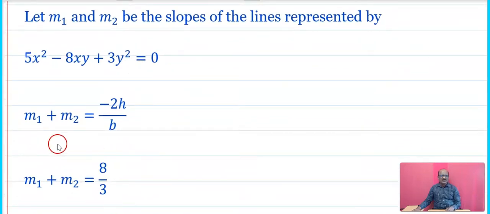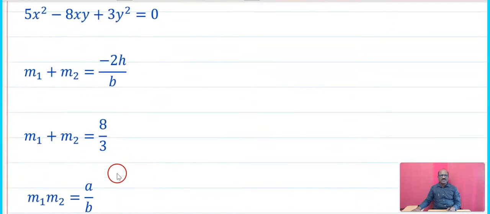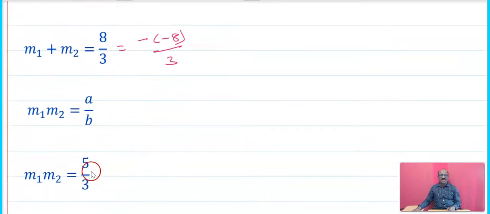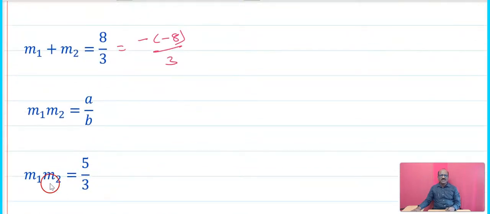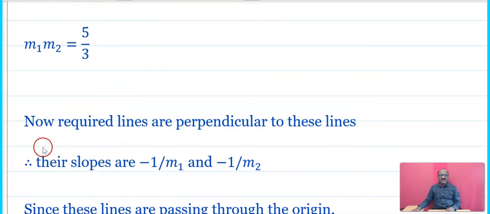Sum of the roots m1 plus m2 is equal to minus 2h upon b, and it is 8 upon 3. The value of 2h is minus 8 and b is 3; minus and minus will become plus. Therefore m1 plus m2 is equal to 8 upon 3. The product m1 into m2 is a upon b. The value of a is 5 and b is 3. Therefore m1 into m2 is 5 by 3. Now the required lines are perpendicular to these lines, and their slopes are the negative reciprocals, that is minus 1 upon m1 and minus 1 upon m2.